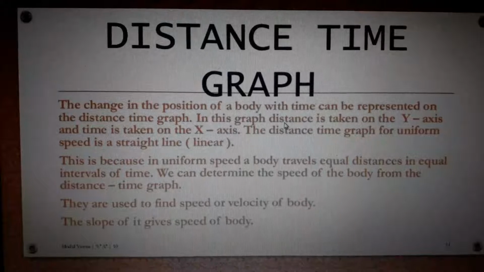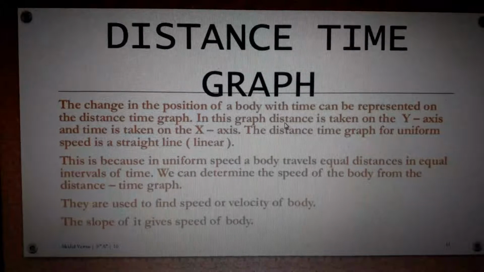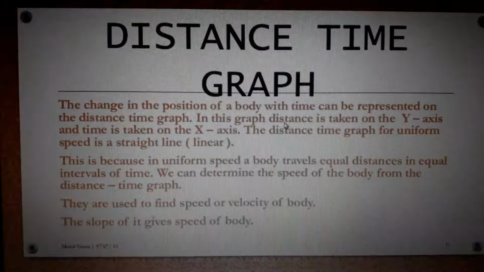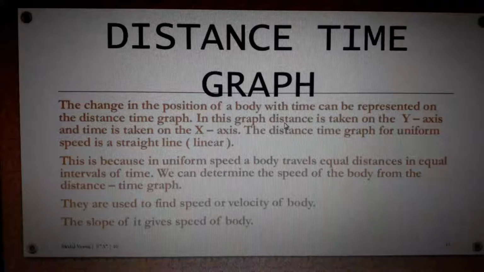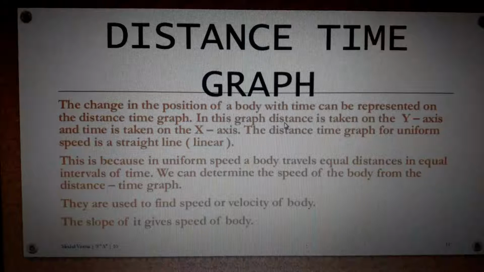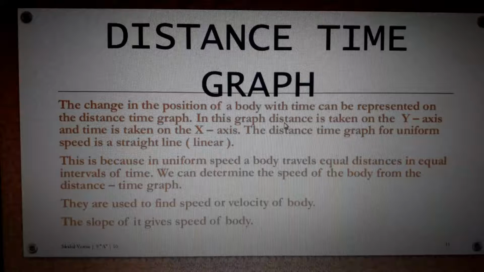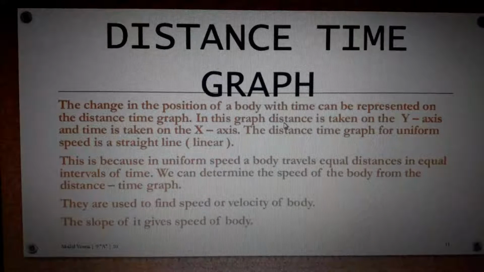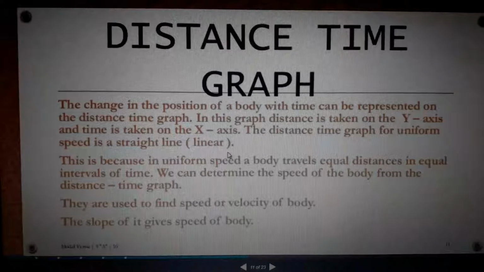Okay, let's see. So from distance and time we can find something. What is it? Tell me. Distance traveled by time taken is what? Of course it is speed, isn't it? Am I right or not? Yes, distance traveled divided by time taken is the speed of a particular body. So this graph is used for finding out the speed of that particular object.